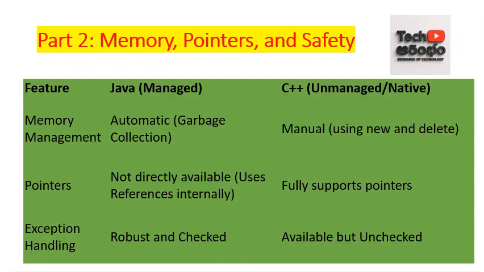C++ allows direct pointer manipulation, which gives access to memory locations. This is powerful but can cause runtime errors like segmentation faults. On the other hand, Java doesn't support direct pointers, using safer references instead.